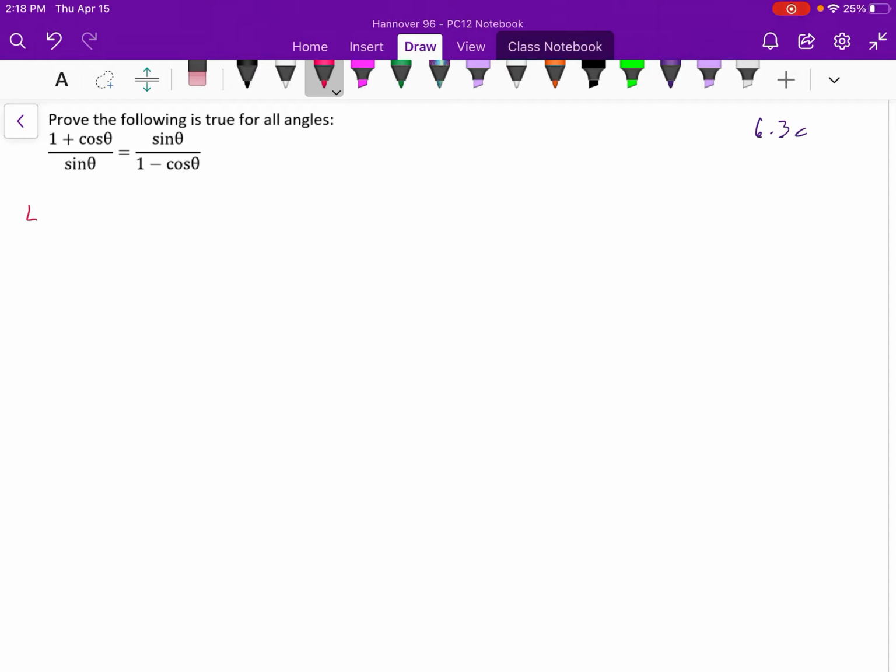The conjugate's an incredibly useful, beautiful piece of mathematical machinery. But anyways, I'm going to say left-hand side is equal to 1 plus cosine theta divided by sine theta. And by the way, in all truthfulness, I am flying by the seat of my pants. I actually don't know where this is going. However, over the years, I've practiced these and I've sort of developed an intuition through practice. My right-hand side is equal to sine theta divided by 1 minus cosine theta.